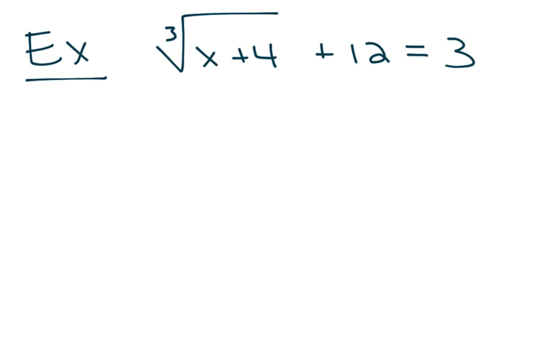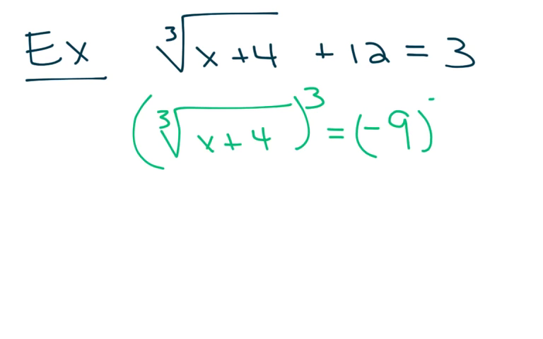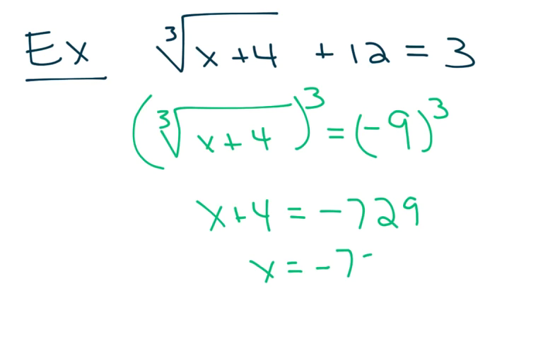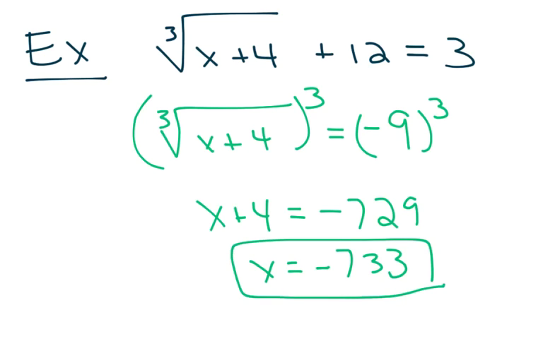Before we get rid of a radical, though, we have to make sure the radical is isolated. So if there are any numbers that are not underneath the radical, they have to go away using your normal inverse operations. So first you would subtract 12. You get -9. And now you can get rid of the cube root by cubing both sides. So I would get x plus 4 is equal to -729, and then I would subtract 4 and I'd get -733. And don't forget to double check your answer.